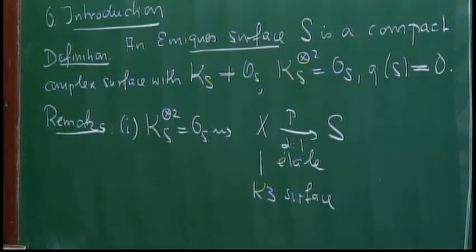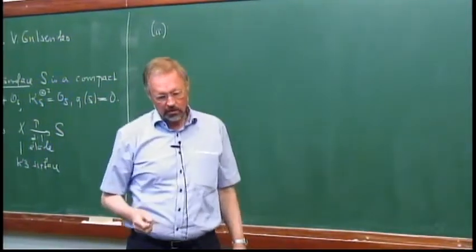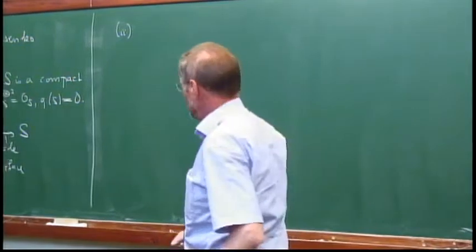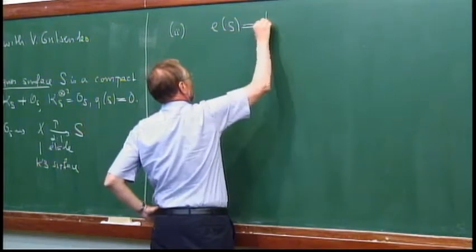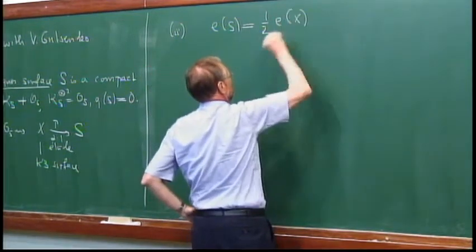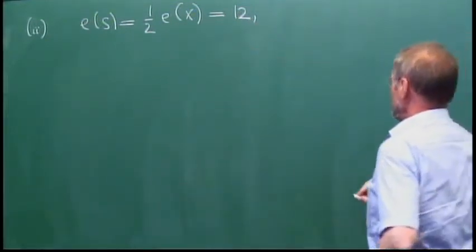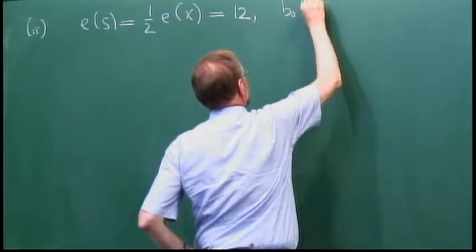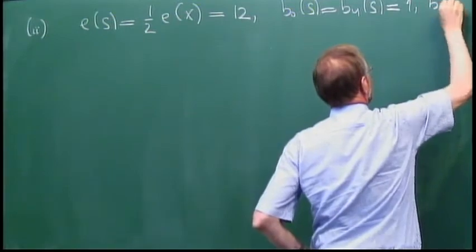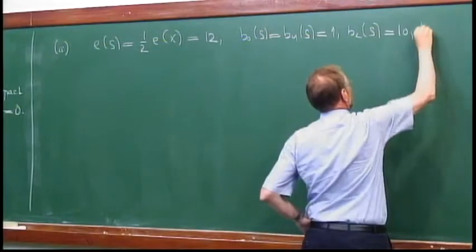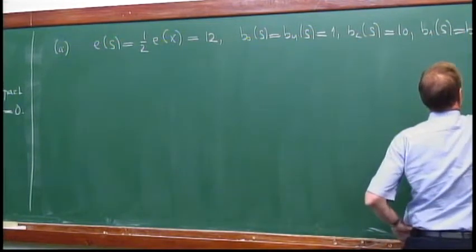That also tells us what the numerical invariants are of the surface S. So we immediately get that the Euler number of an Enriques surface is 1/2 the Euler number of its covering K3, which is 12. And the Betti numbers: b0 and b4 are 1, b2 is 10, and the odd ones have to vanish.